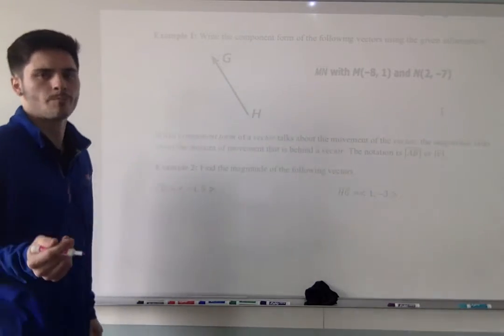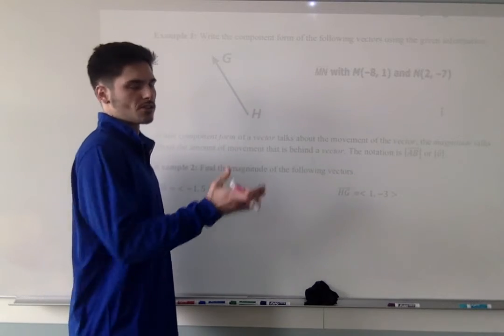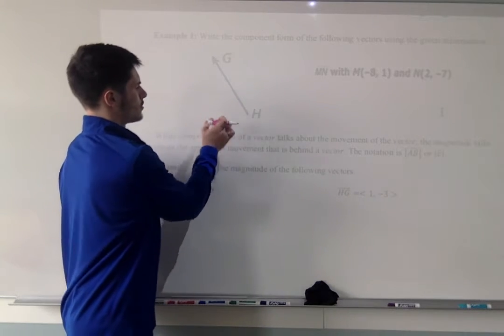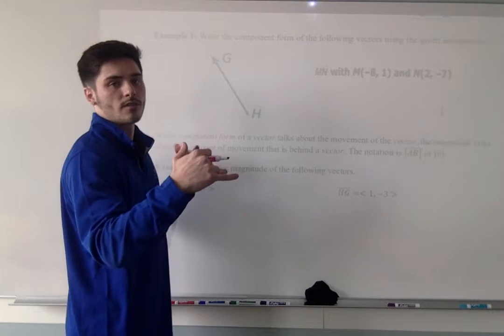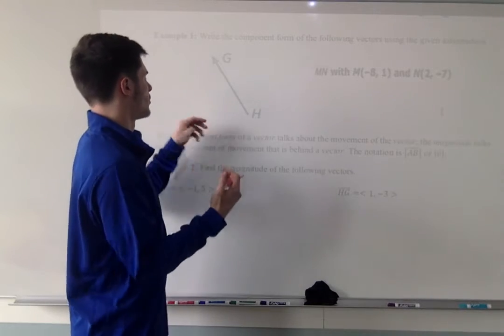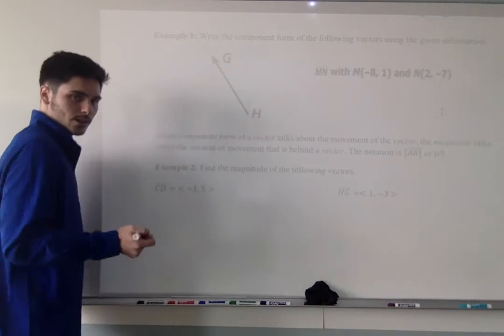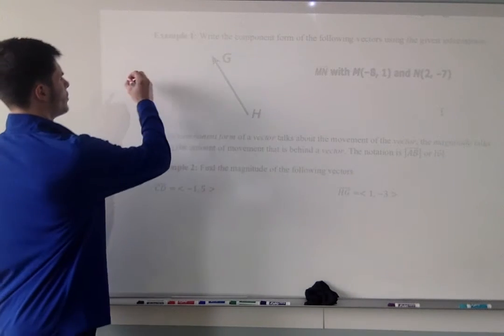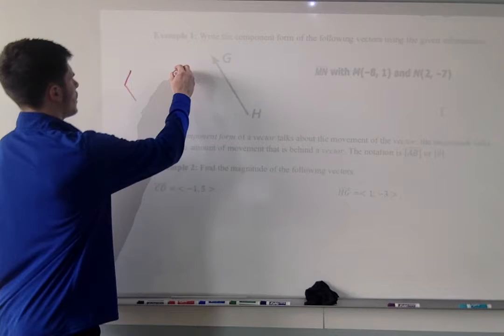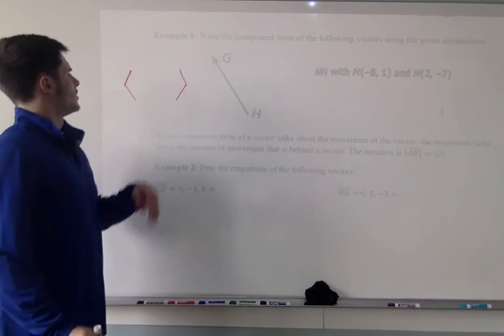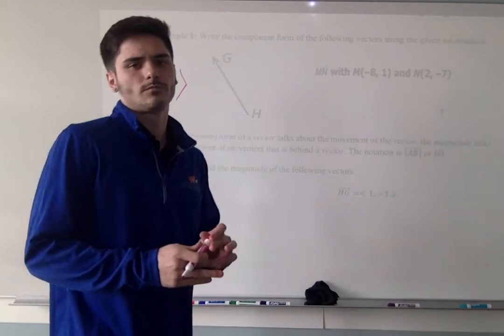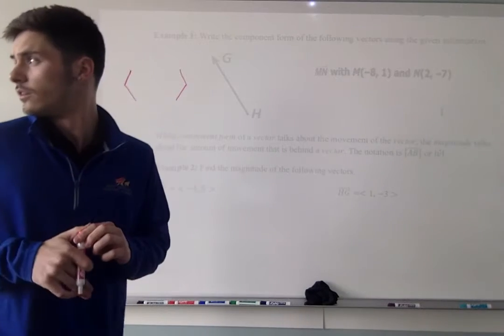This one's pretty simple. All we got to do is, since it's graphed, we can count the units that it travels horizontally, and that'll be our x value, and we'll count the units that it travels vertically, and that will be our y value. So when we write component form, we know that we're going to have these little pointy parentheses.